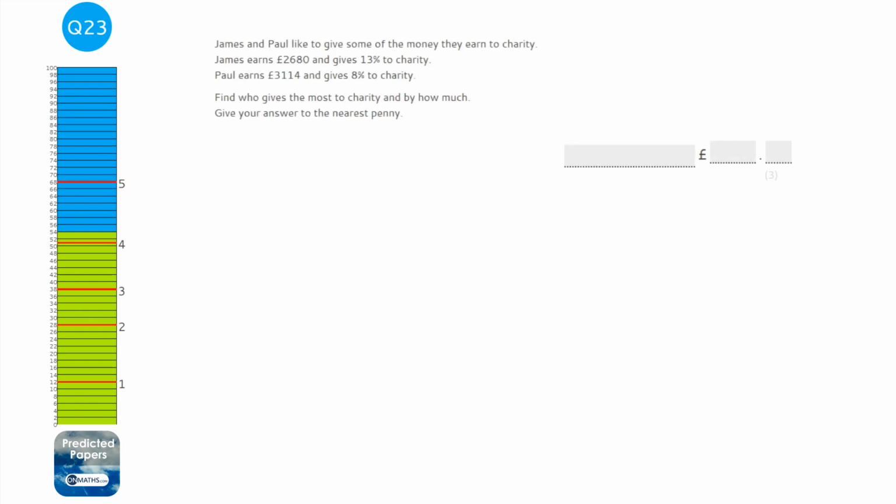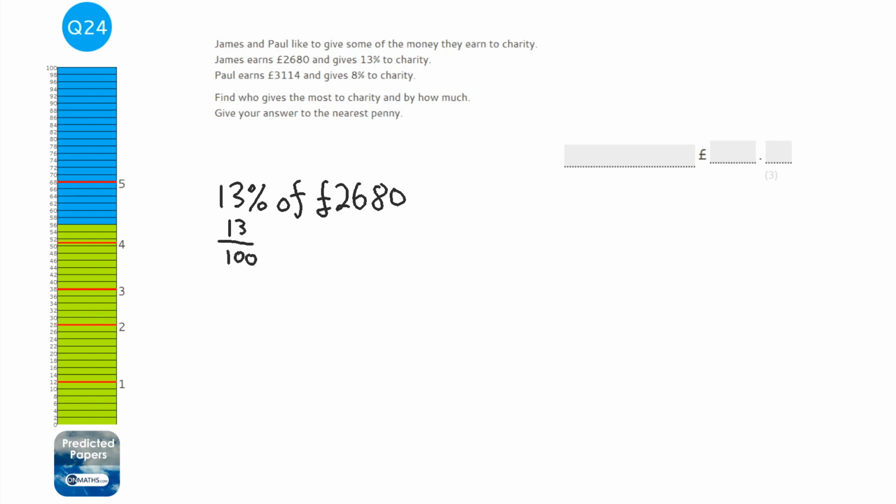This question is just asking you to work out 13% of 2,680, then work out 8% of 3,114, and then write down which is the biggest, which person gave the most. So first of all, we want to do 13% of 2,680, and since it's a calculator paper, we can do that by just converting the percentage into a fraction.